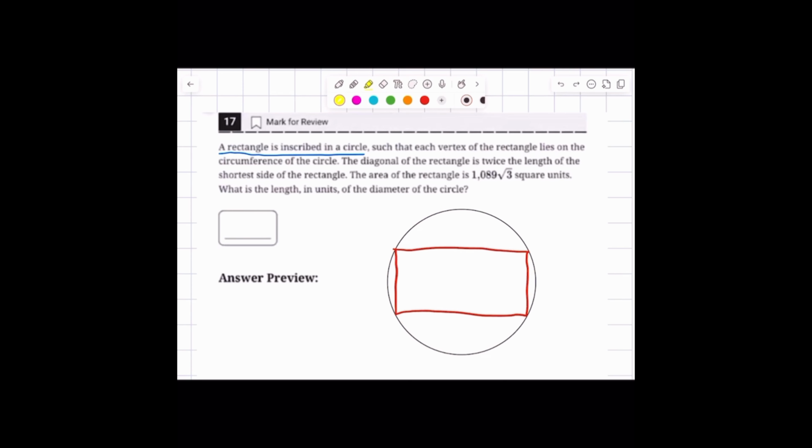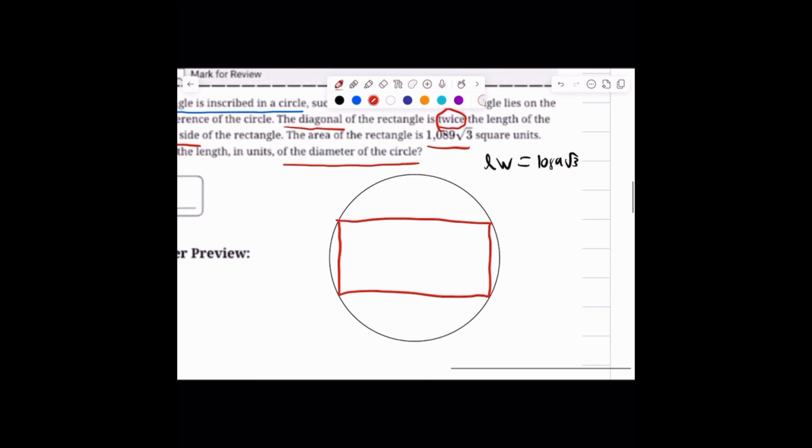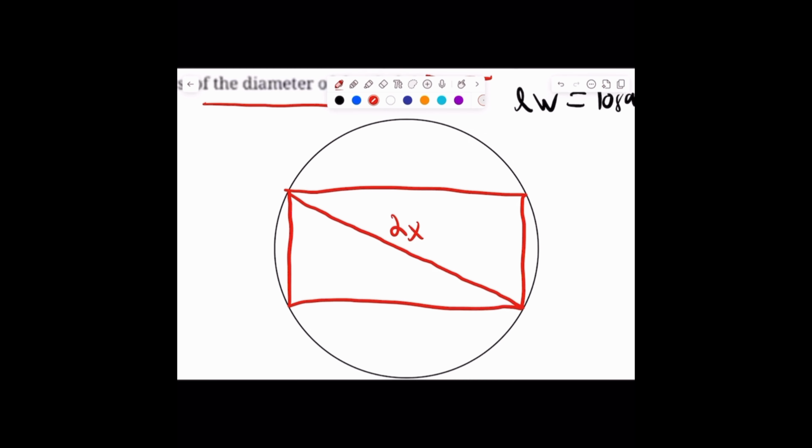Okay, now it says the diagonal of the rectangle is twice the length of the shortest side of the rectangle. The area of the rectangle is 1089 root 3. What is the length in units of the diameter of the circle? So we know that the area of a rectangle is length times width, which is 1089 root 3. And we also know that the diagonal of the rectangle is 2x, which is 2 times the shortest side, which will make this side x.